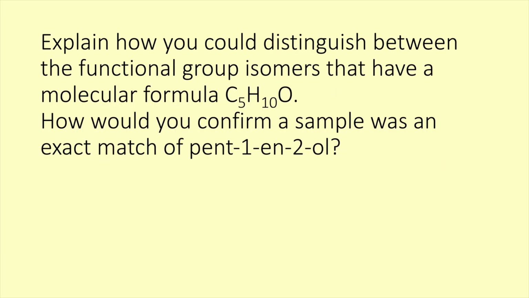And then a final question here, another takeaway one. It's the one that we said we were going to be able to answer right at the very start. I'd like you to be able to explain how you could distinguish between the functional group isomers that have a molecular formula C5H10O, and how you would confirm a sample was an exact match of pent-1-en-2-ol.